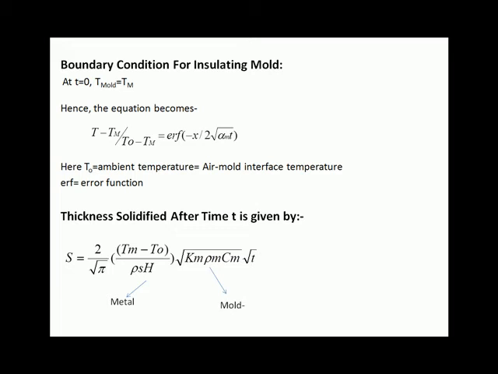So now applying the equations which were written for the interface with higher resistance, which gave the rate of heat flow into the mold, we get the final thickness solidified after time t as S equal to 2 by root pi, (Tm minus T0) upon rho s h, into root of Km rho m Cm, into root t. An important thing to note is that (Tm minus T0) upon rho s h is the metal properties, and the other one is the mold properties. So this equation predicts the manner in which thermal properties of the metal and mold combine to determine the solidifying rate of a metal cast into an insulating mold.